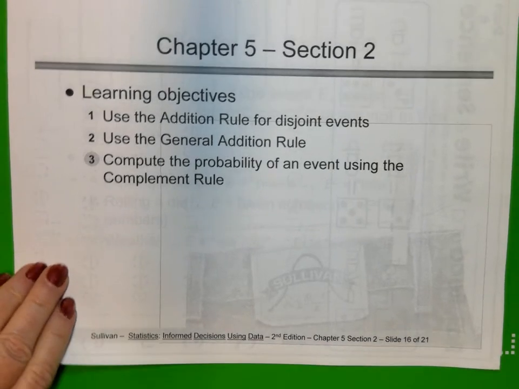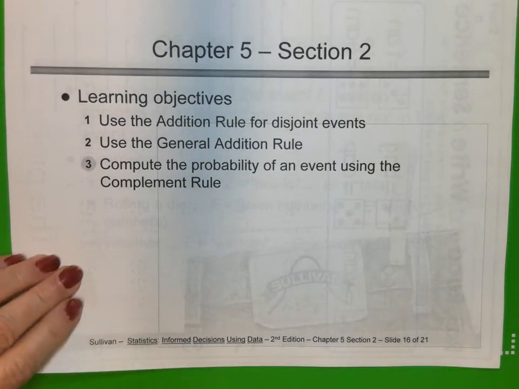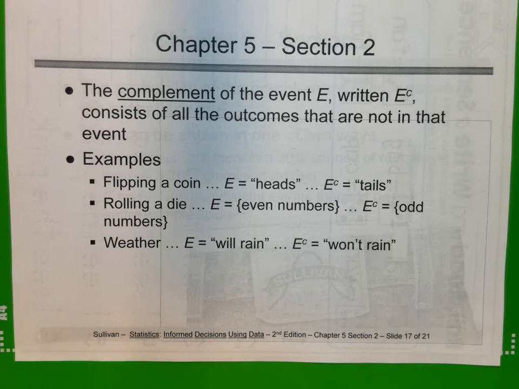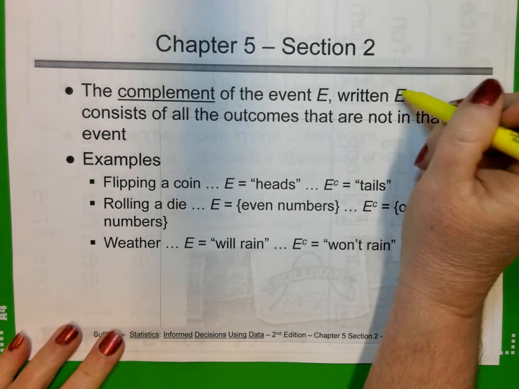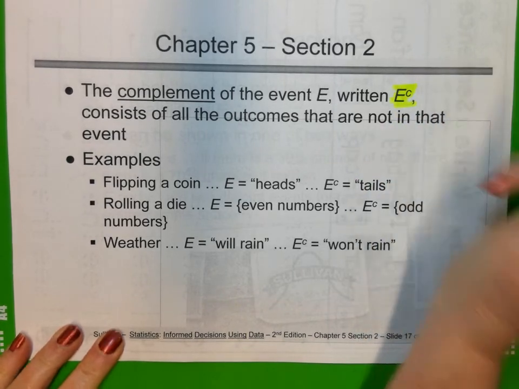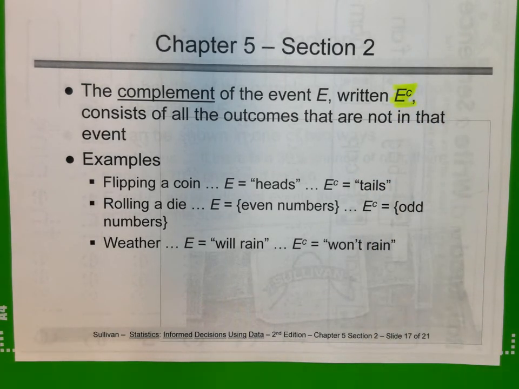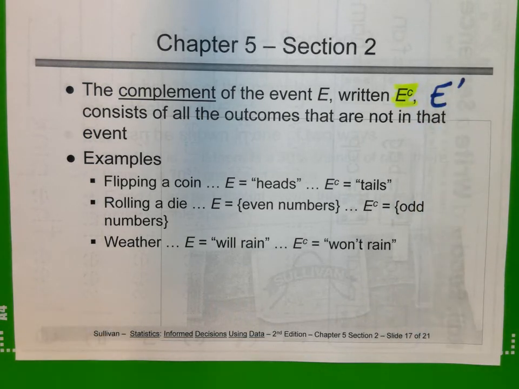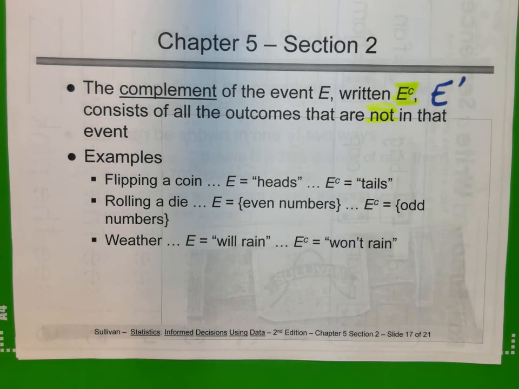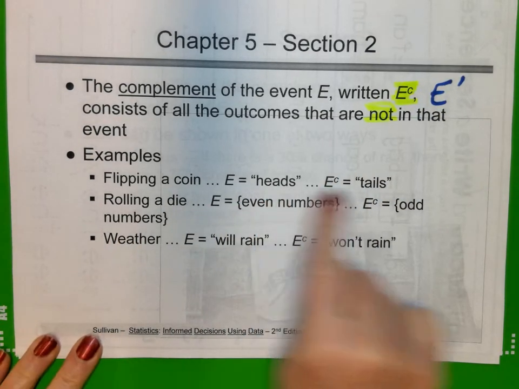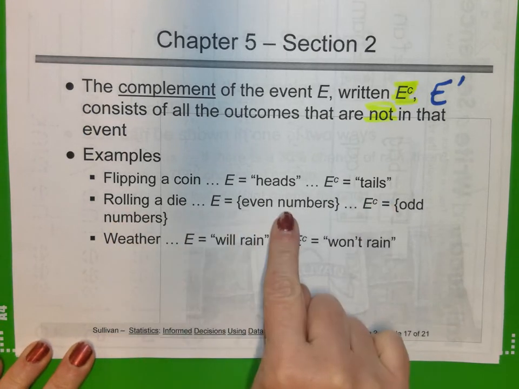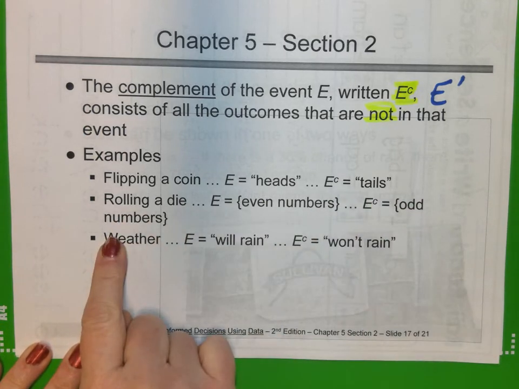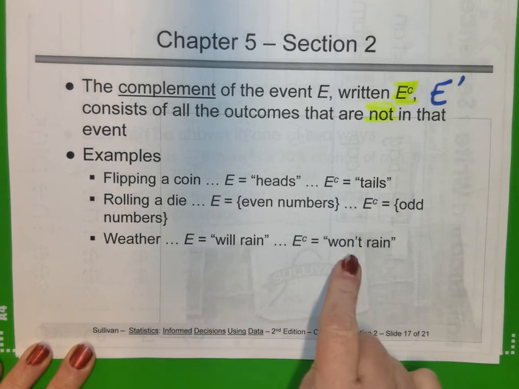Okay, last thing on this section is the complement rule. The complement of an event is written E complement. Some write it this way, others write E prime, same thing. It's all outcomes not in the event. So flipping a coin and getting heads, the complement is getting tails. Rolling a die and getting evens, the complement is getting odds. The weather will rain, the complement is no, it won't.